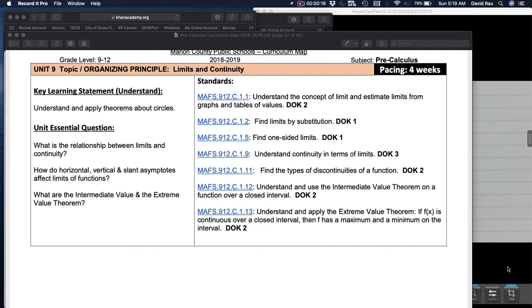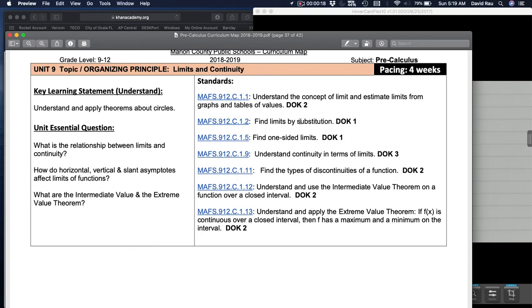This week, you can see we've talked about limits by substitution. We've just done the general idea of a limit from tables or graphs. You've seen that on Khan Academy. You've seen one-sided limits as well. And so now it's time to look at these two this week, and we might finish with this week.